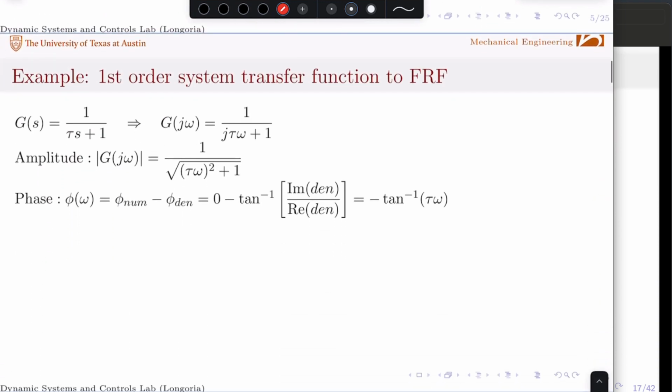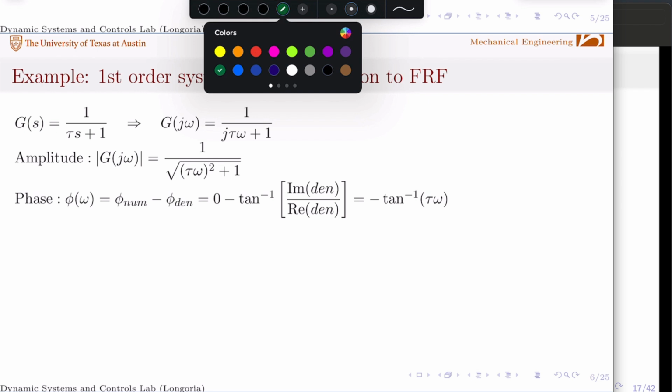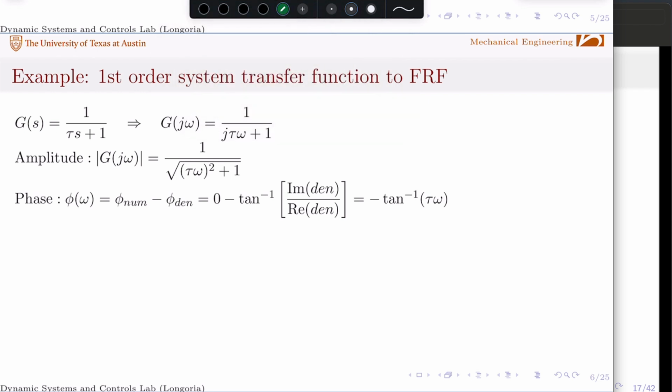Just a really quick example of a very classic first order system. You might have hopefully seen this in dynamic systems. This is something that might look in the time domain like this, but you could have derived the transfer function. You go into the s domain, you get the transfer function, and then you make s equal to j omega, and you get the frequency response function. And now you can plot these by just solving for the magnitude and the phase, right?